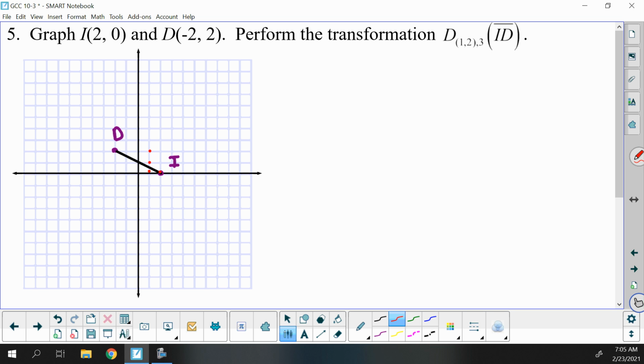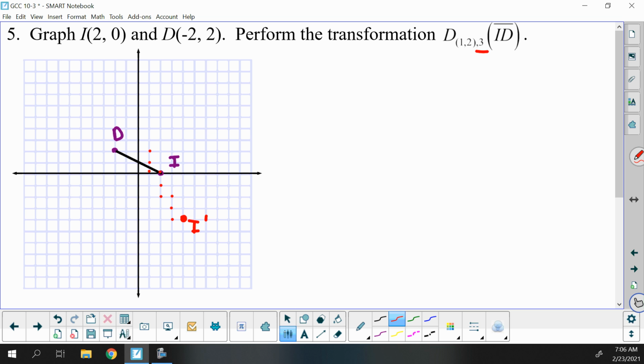We have a scale factor of 3, so we need to do that movement 3 total times. Getting to I, I already did it once, so we'll again go down to right 1, down to right 1. So this will now be I prime.